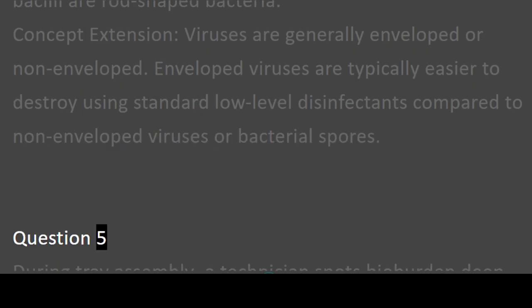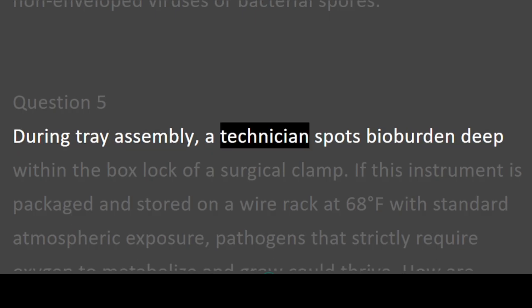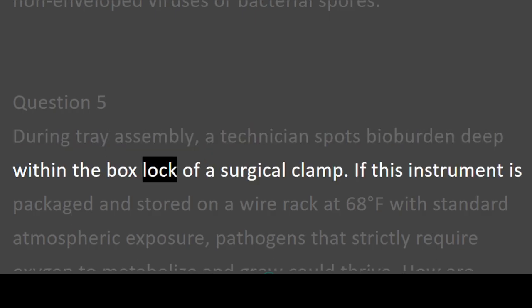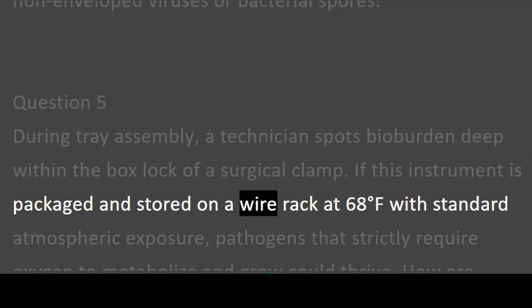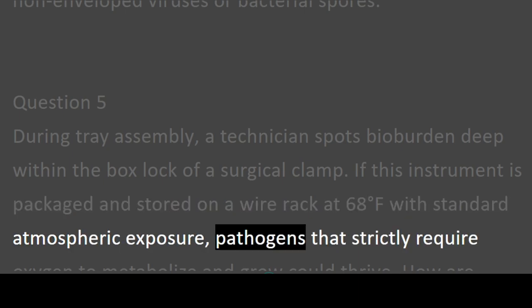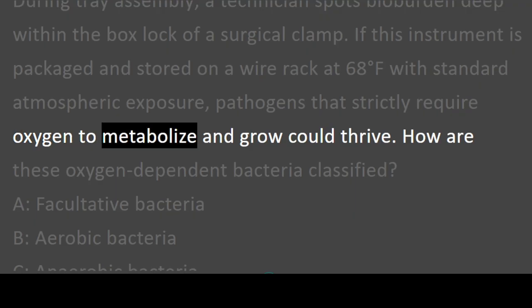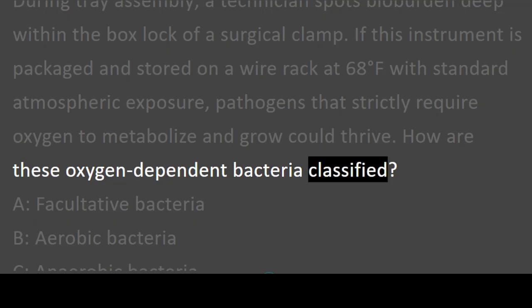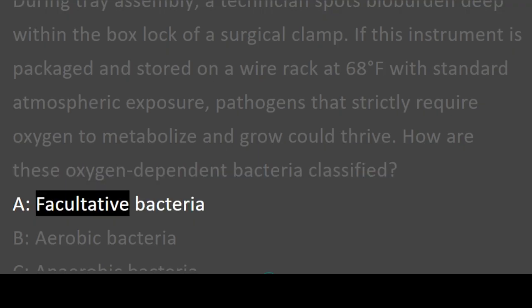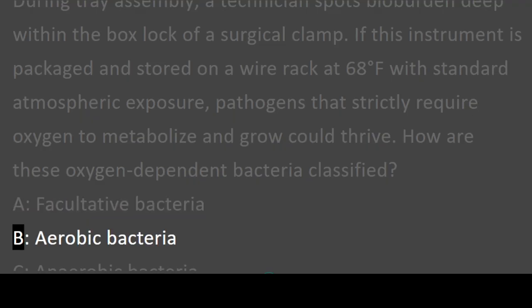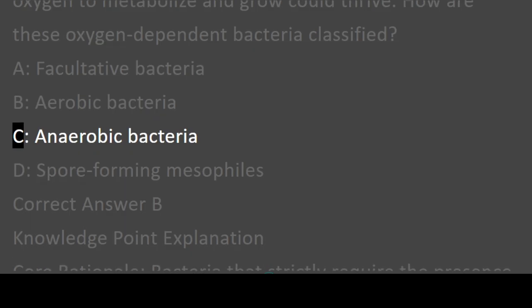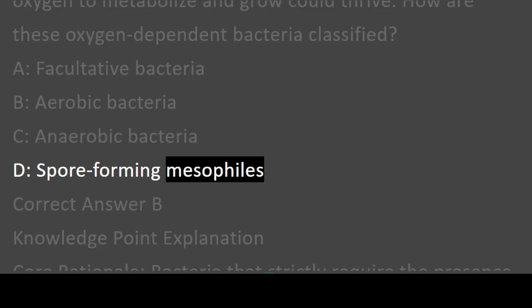Question 5. During tray assembly, a technician spots bioburden deep within the box lock of a surgical clamp. If this instrument is packaged and stored on a wire rack at 68 degrees Fahrenheit with standard atmospheric exposure, pathogens that strictly require oxygen to metabolize and grow could thrive. How are these oxygen-dependent bacteria classified? A. Facultative bacteria. B. Aerobic bacteria. C. Anaerobic bacteria. D. Spore-forming mesophiles.